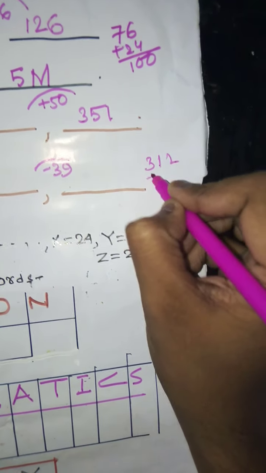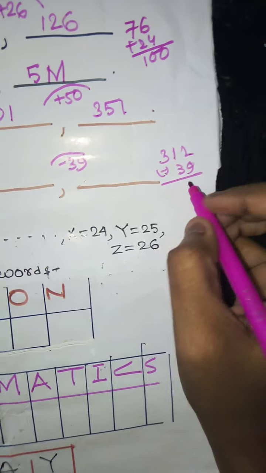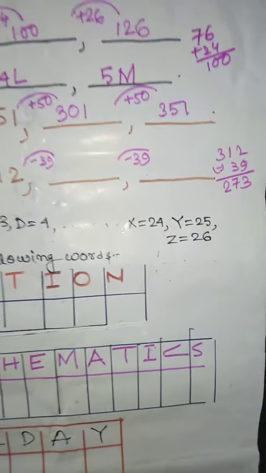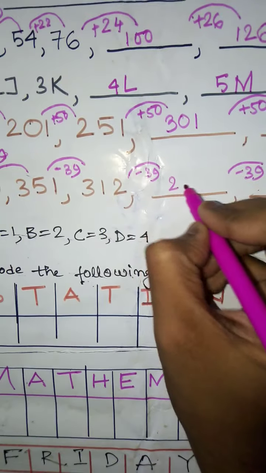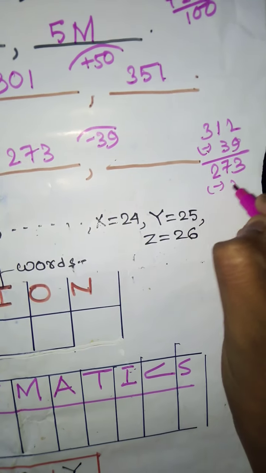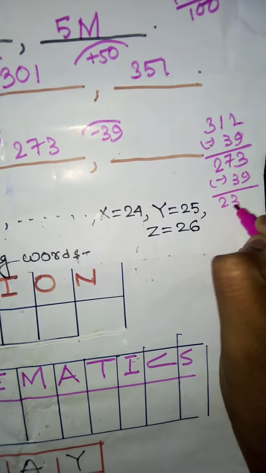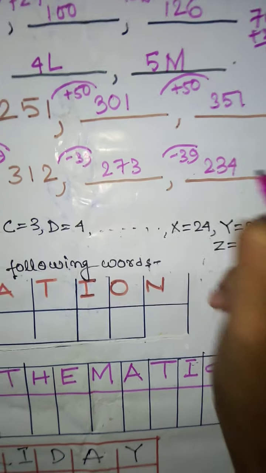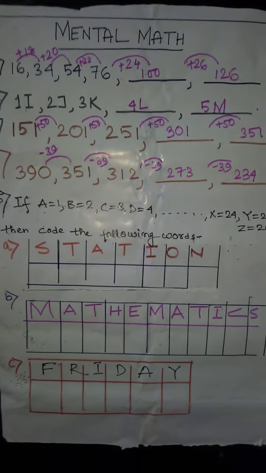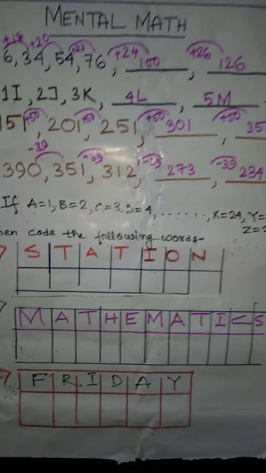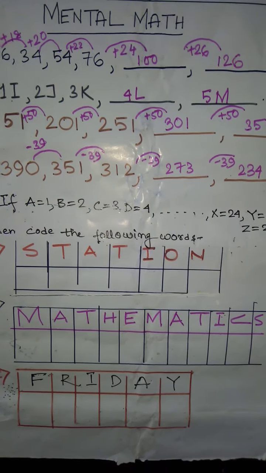So if you subtract 39 from 312, the value that you get is 273. You write it over here. Then again if you subtract 39 further from here, you get 234. You write that over here. So basically you see that whenever you are moving to the next number, it is decreasing by 39 at each step.